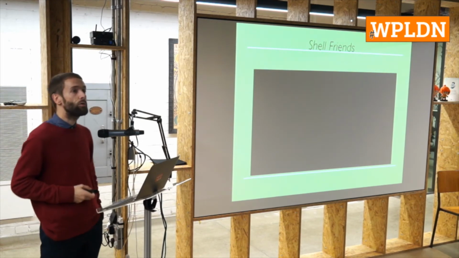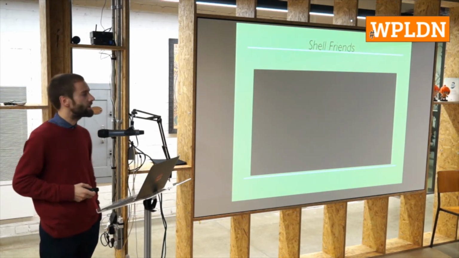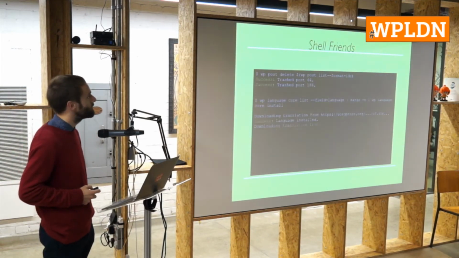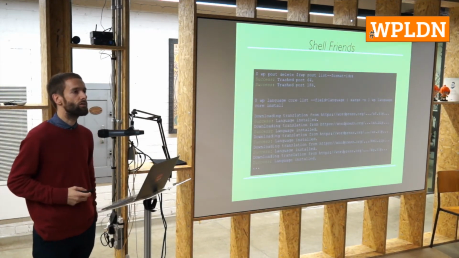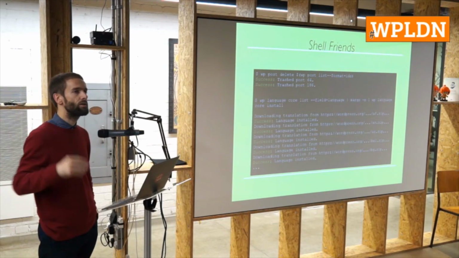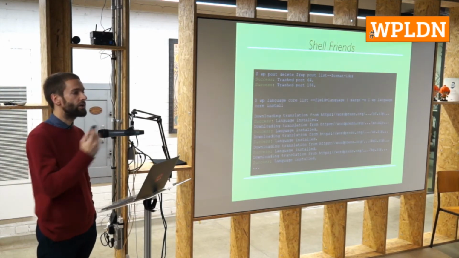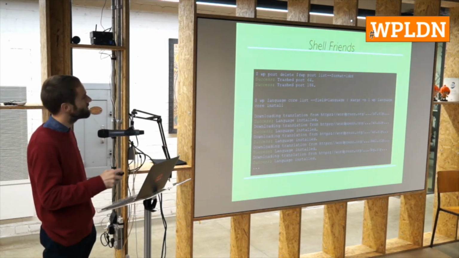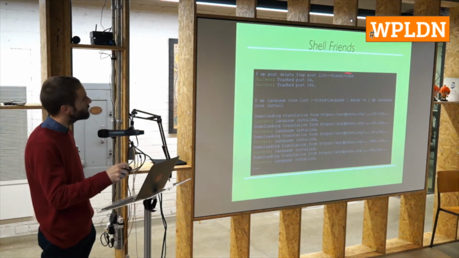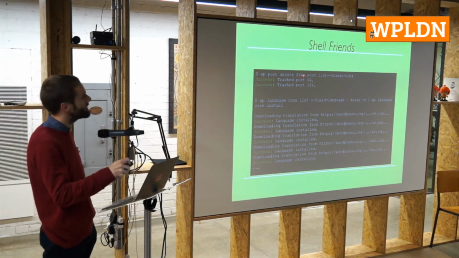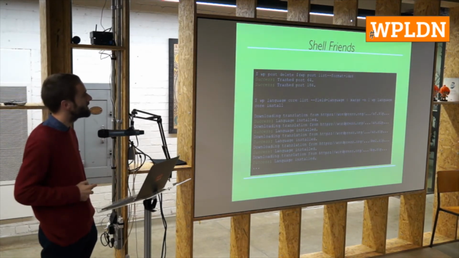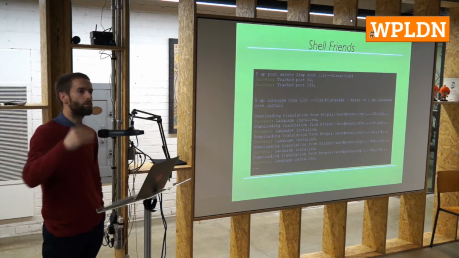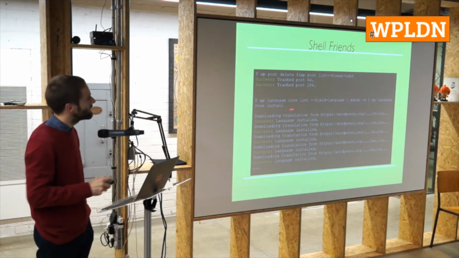There's a good page on the WP-CLI.org site called Shell Friends. A lot of the real power of WP-CLI is not really running these commands in isolation. It's actually chaining them together with other commands. So for example, using interpolation here, where you run a command called wp post list and get all of the IDs, and then you send that into the wp post delete command, and it will loop through all of those posts and delete them.